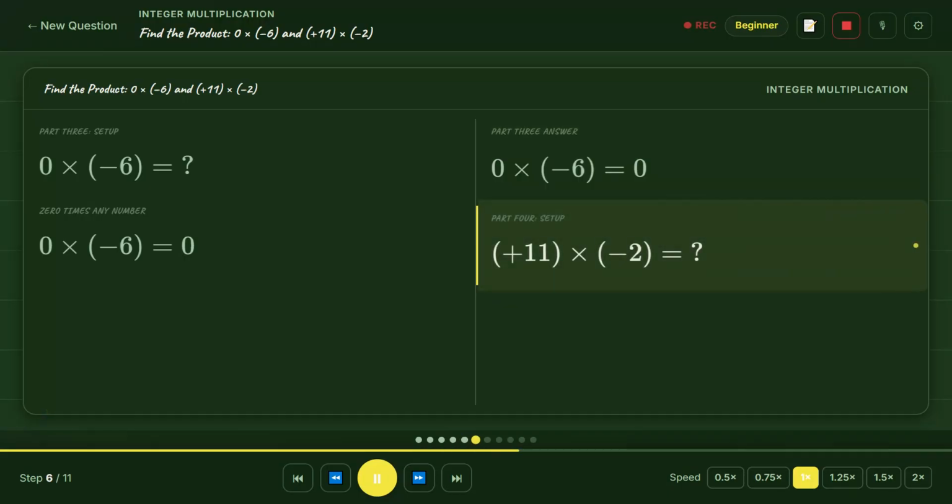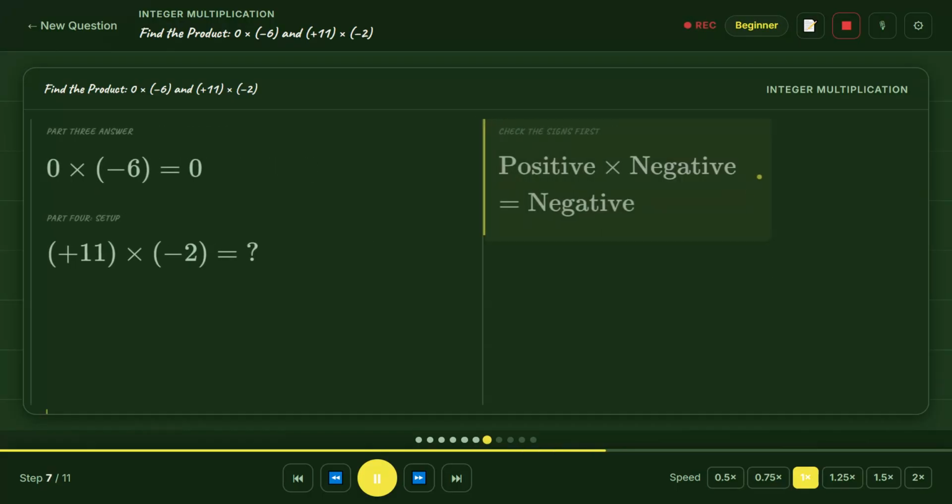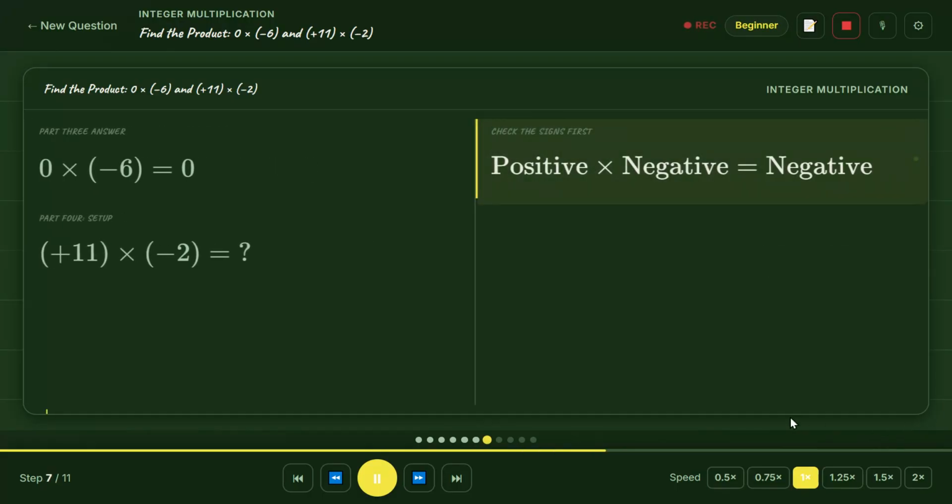Now let's look at part 4. We need to times positive 11 by -2. One number is positive and the other is negative, so let's think about what sign our answer will be. Our rule says, positive times negative gives a negative answer. So we already know the answer will have a minus sign in front.